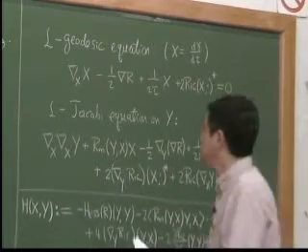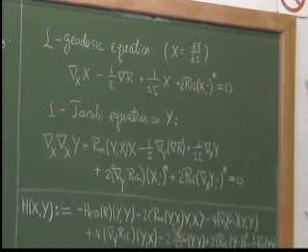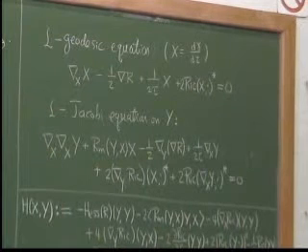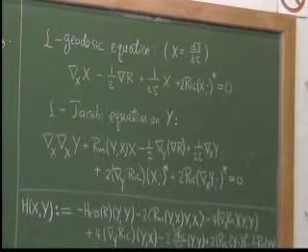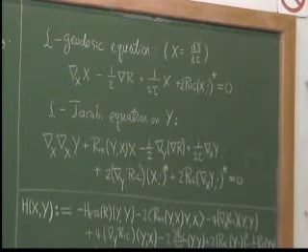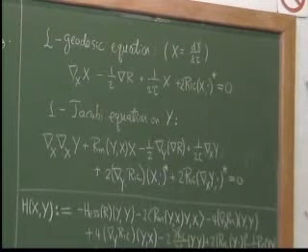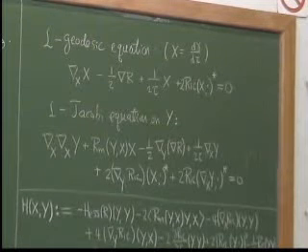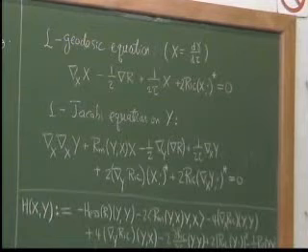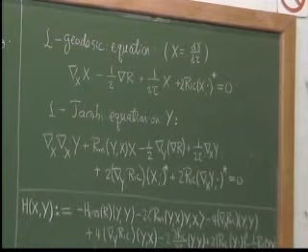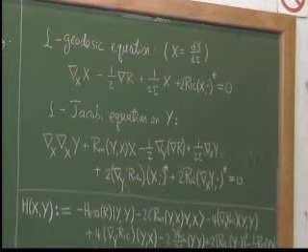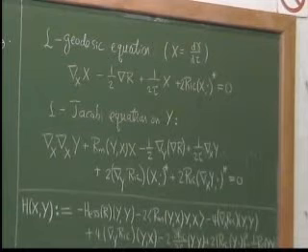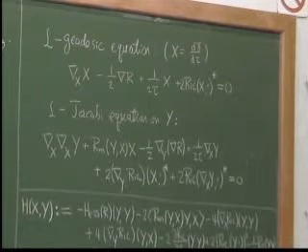In the second relation you should have this. Then you simply plug in this form of the Jacobi equation. You do some manipulations, and I will tell you what we did.